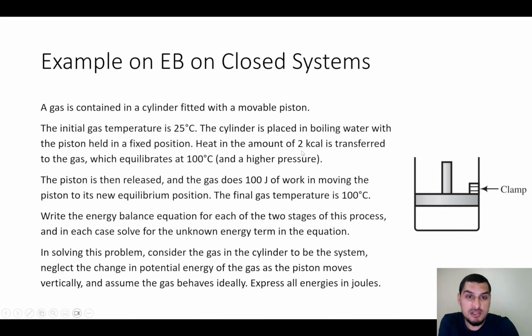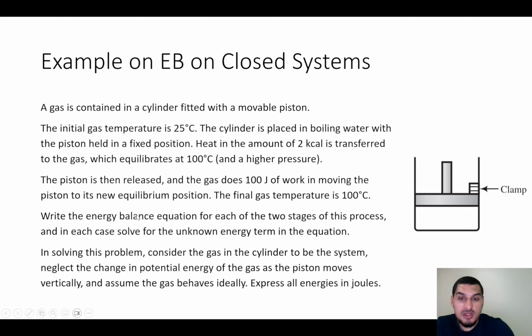So the heat is 2 kilocalorie. This is what we know. The piston is then released, which means that we release this clamp, and the gas does 100 joules of work in moving the piston to its new equilibrium position. So when I remove the clamp, the gas is under high pressure, so the pressure pushes the piston up to a new position where the gas inside is at a temperature of 100 degrees Celsius still, but the pressure is changing.